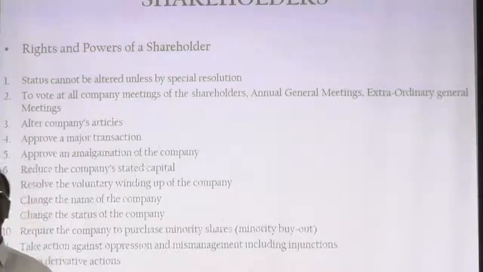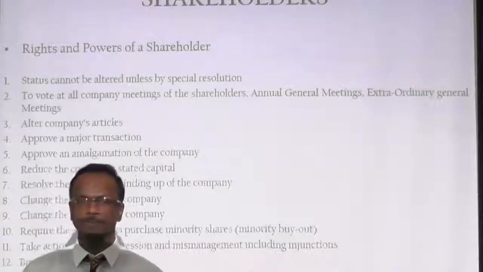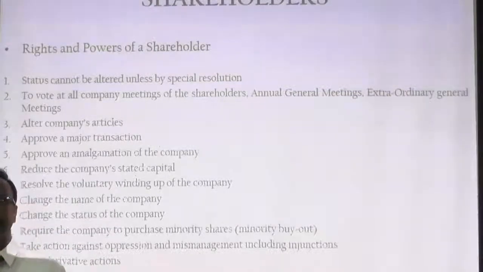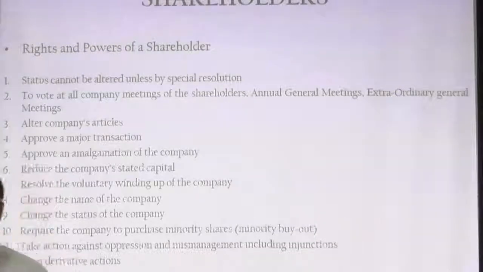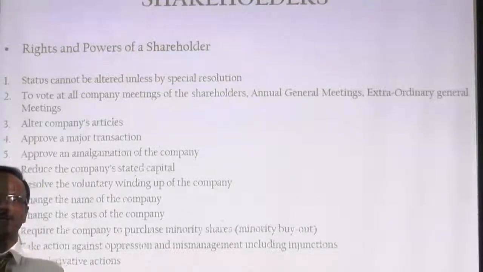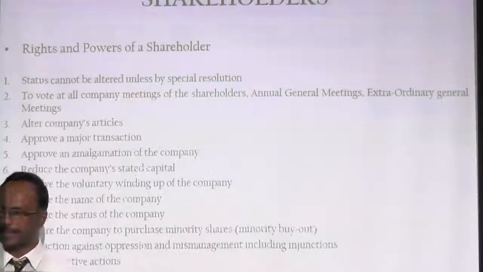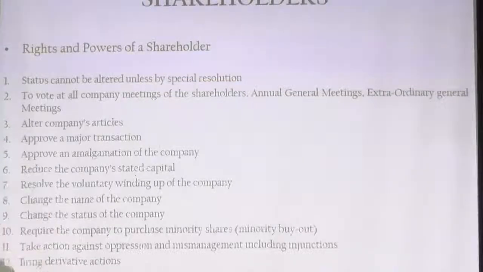So they can approve as well as disapprove any major transaction that takes place in a company. For example, if a particular company would want to engage in big transactions or even move into other areas of business that are not particularly mentioned in the Articles of Association, they can first approve such a major transaction and thereafter proceed to alter the company's articles, which I explained before.